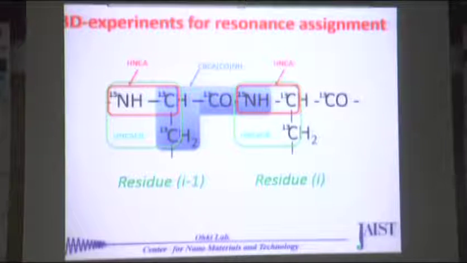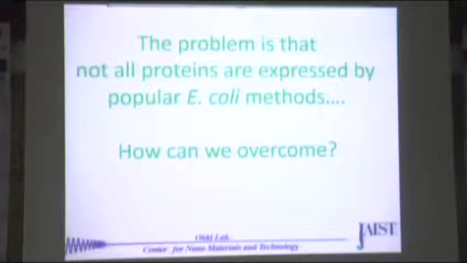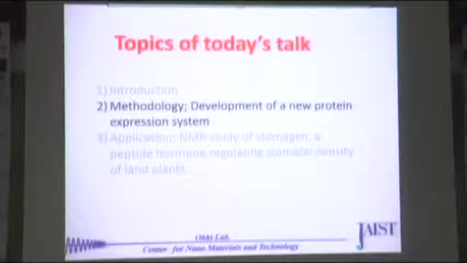So there are many experiments, and we can use E. coli, you understand. But for example, E. coli is not good for the production of mammalian proteins. So how can we overcome this? Let's move to the next topic.